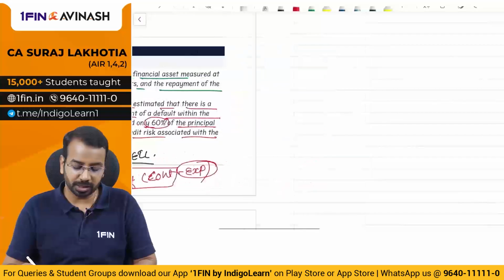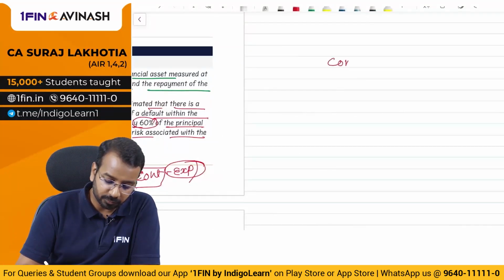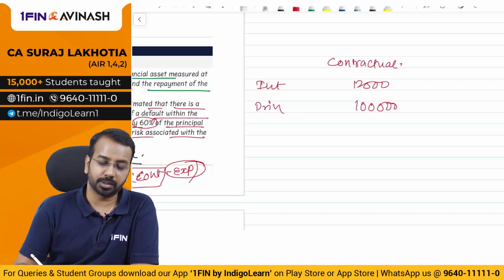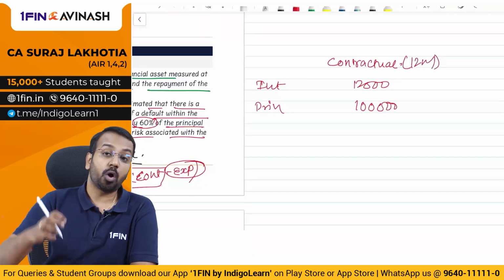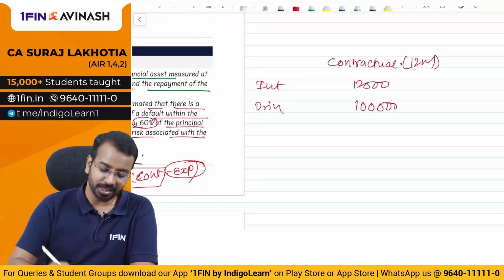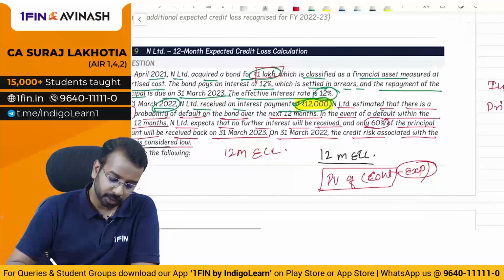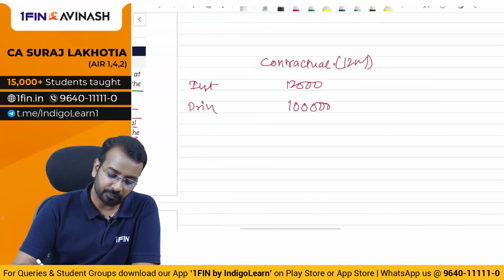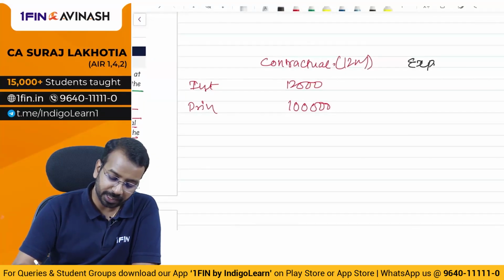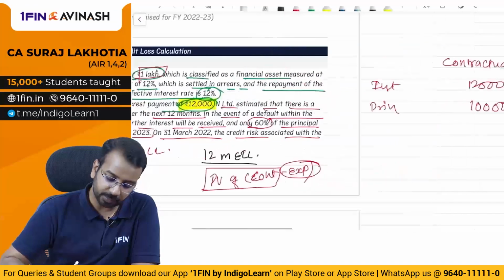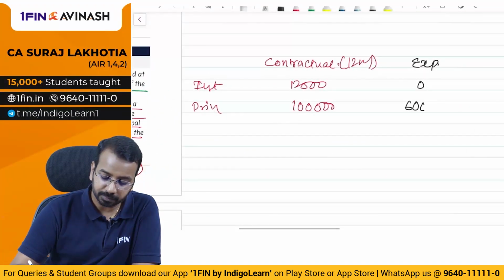The reason I am telling you this is, see, what is the contractual cash flow? Contractual cash flow is you will receive interest of 12,000 and you will receive principal of 1 lakh in the next 12 months. Okay, contractual over 12 months. If this bond was due after 2 years or 3 years, then you would only consider interest. Then what is the expected cash flow if there is a default? Interest will be 0 and for the principal you will get only 60%, as they said. So you will get only 60,000.